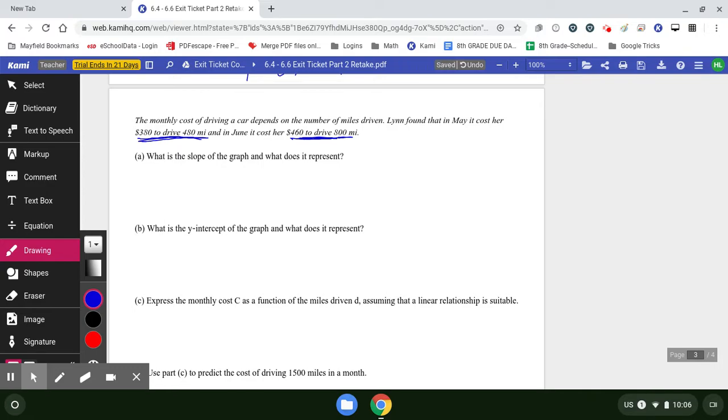Okay, and we know we're going to have to find the slope, the y-intercept, and then notice C down here, express the monthly cost, C, as a function of the miles driven. Okay, so we have cost and we have the number of miles driven. So I need to write these as 2 points.